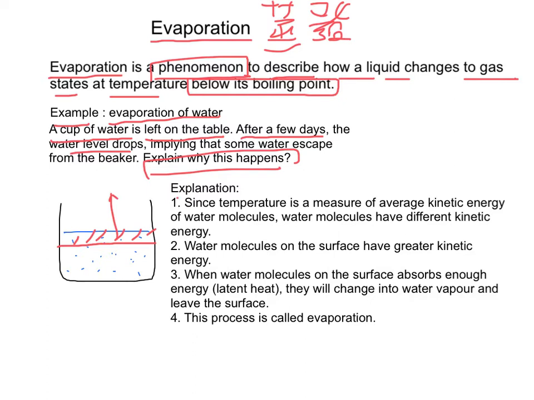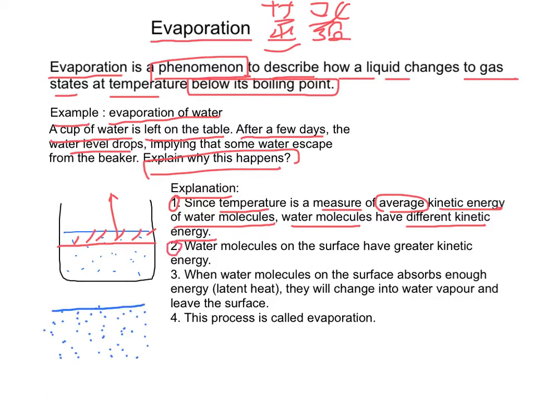This can be explained by the following steps. First, we know that temperature is a measure of the average kinetic energy of water molecules, which means that water molecules have different kinetic energy. That means not all the molecules have the same kinetic energy.